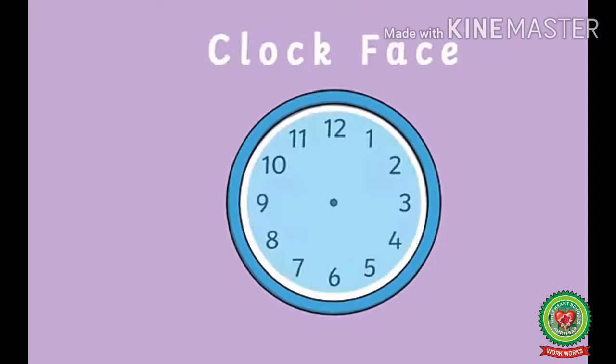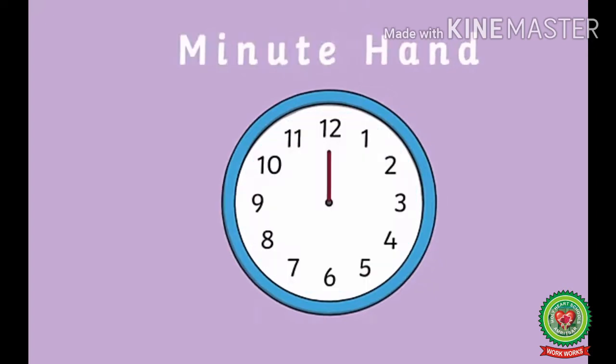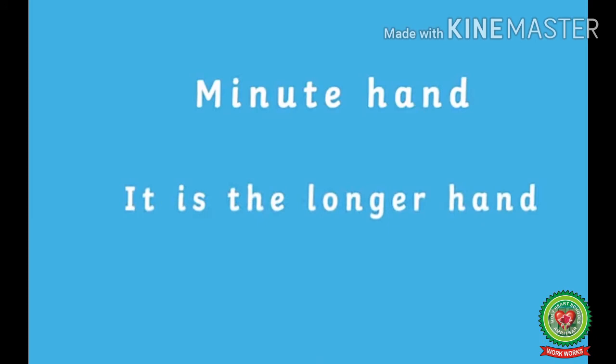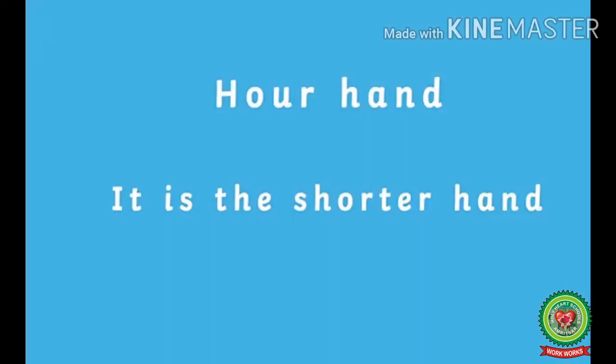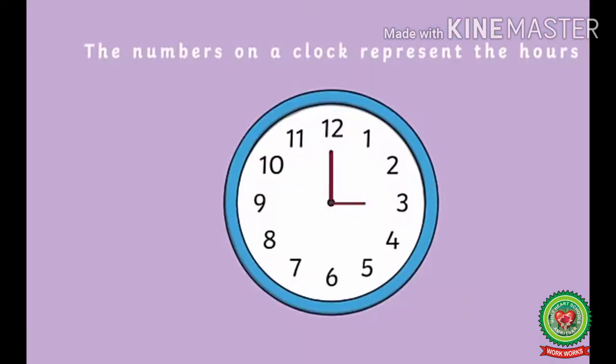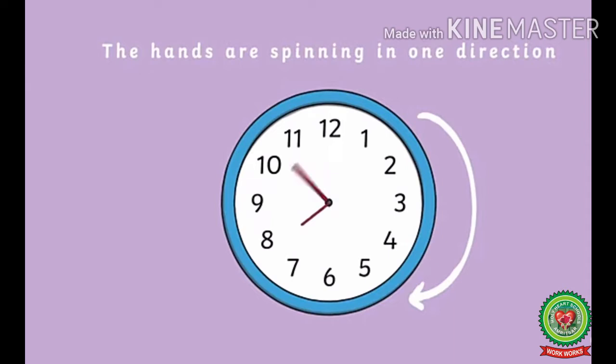This is called a clock face. It has 2 hands. This is called the minute hand. The minute hand is the longer hand. This is the hour hand. The hour hand is the shorter hand. The numbers on a clock represent the hours. The hands spin in one direction, that is called the clockwise direction.